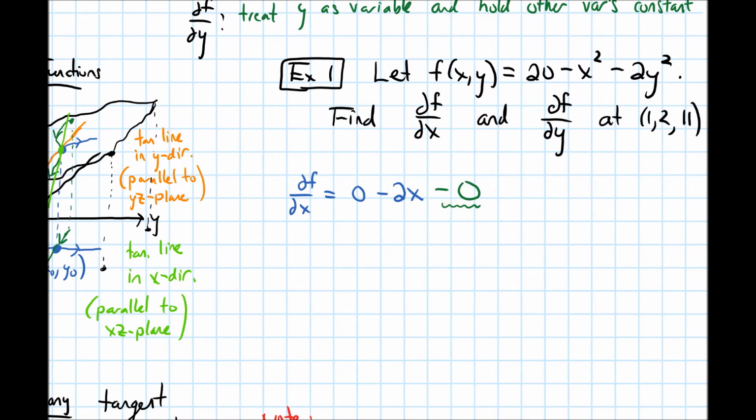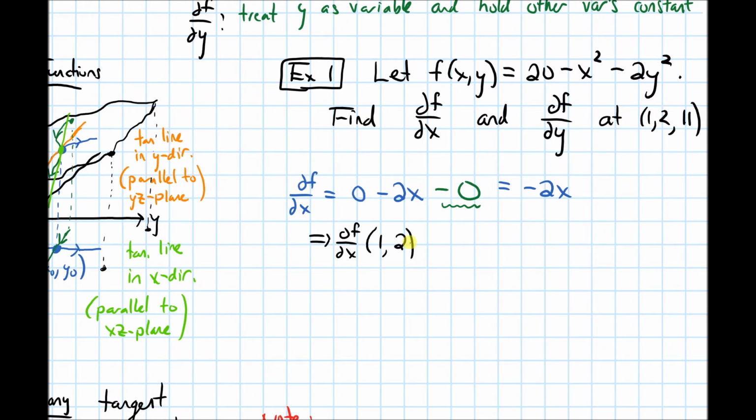We'll see that a bunch over the course of this video and the next video. Okay, so we'll get plenty of opportunities to practice this and get used to it. All right, so simplifying this, we just have negative 2x. All right, but we wanted to evaluate this and plug in x is 1 and y is 2.